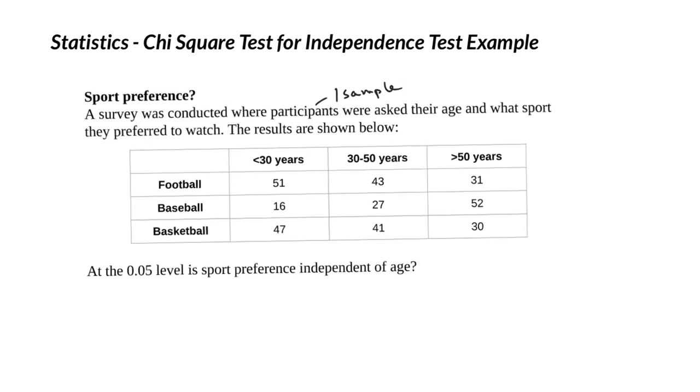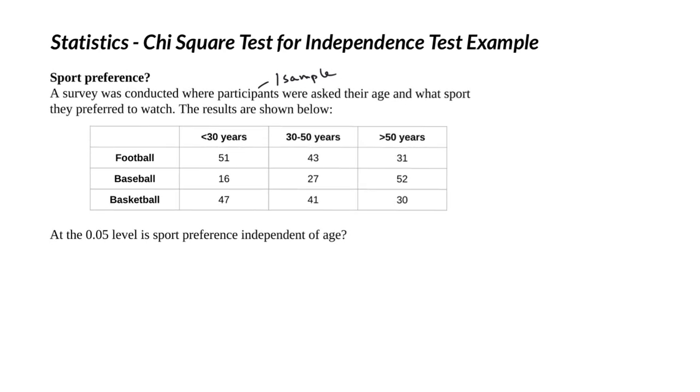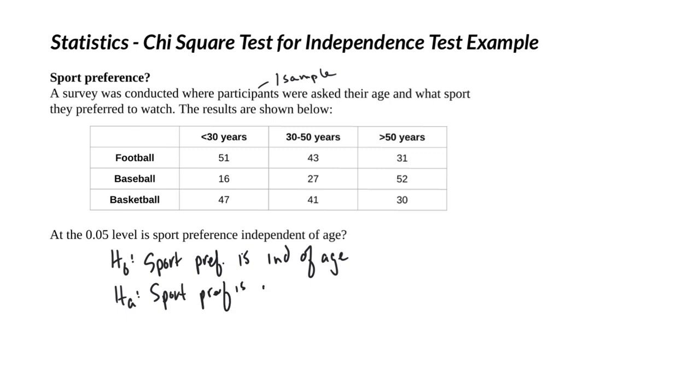So I'm going to shrink this down a little bit so I have some room to write. For the chi-square test for independence, the null hypothesis is always that the one variable is independent of the other. So I'm going to say sport preference is independent of age. And my alternative hypothesis will be sport preference is not independent of age.